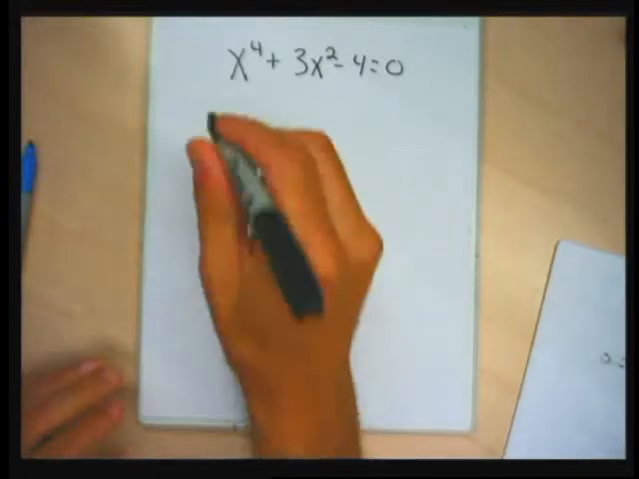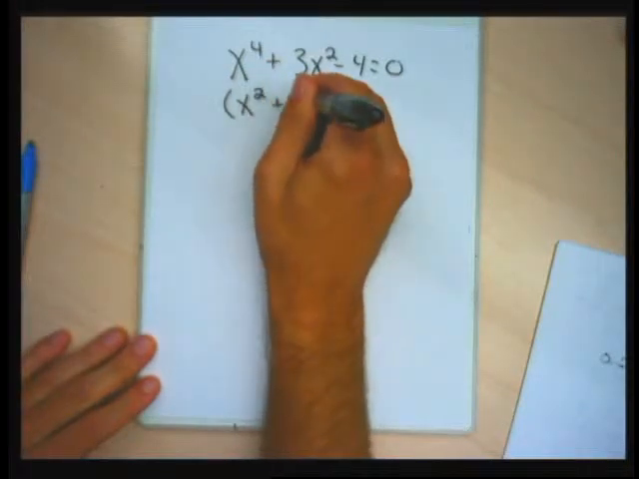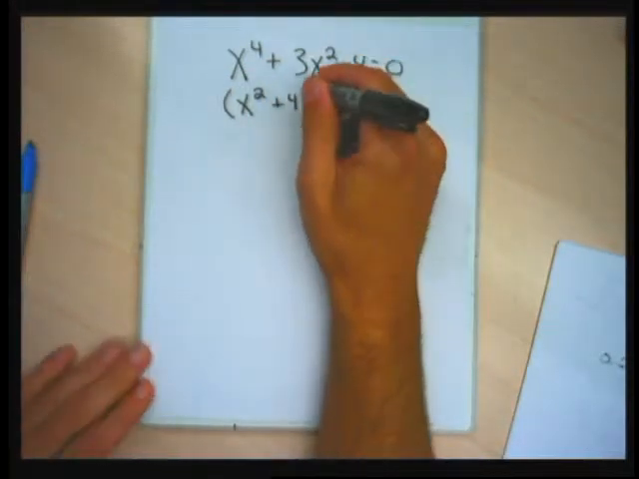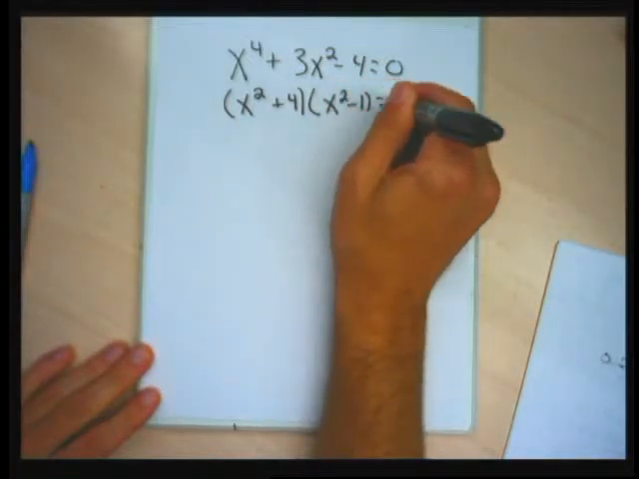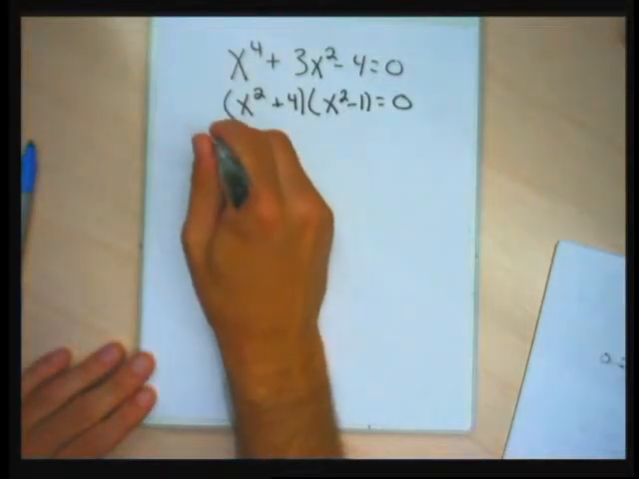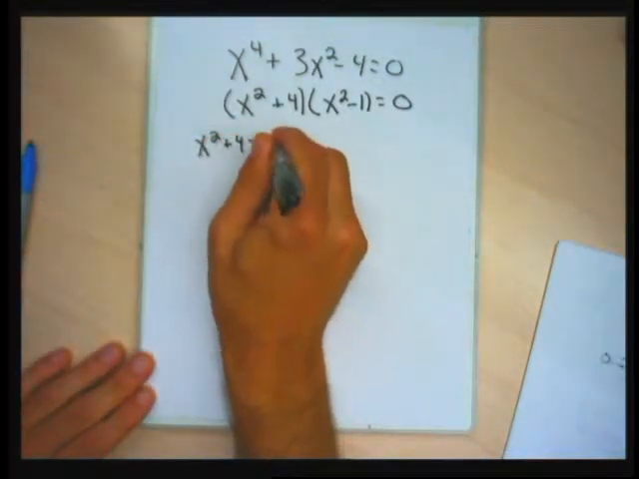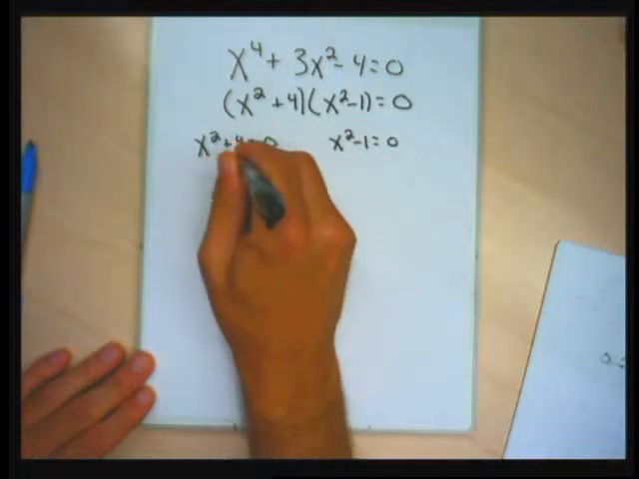So I'm going to factor, easy factoring. I get x squared plus 4, oh, it's so unpleasant, times x squared minus 1 equals 0. I'll set the x squared plus 4 equal to 0, the x squared minus 1 equal to 0.